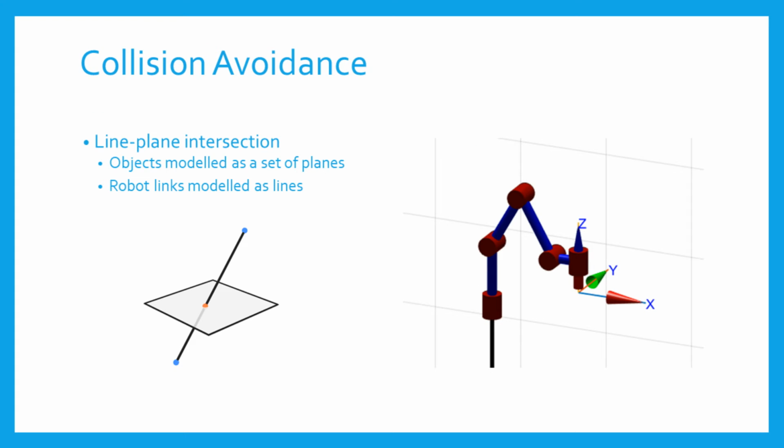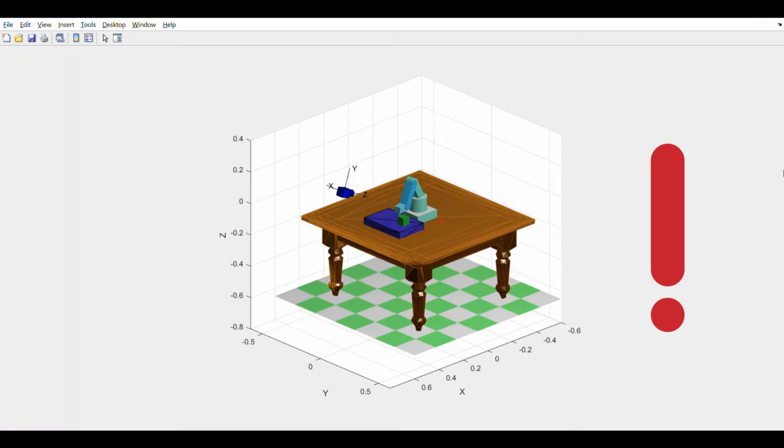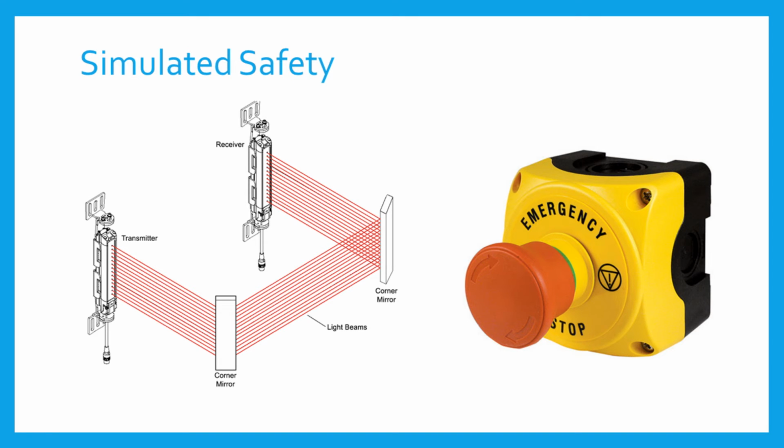The system uses line-plane intersection to ensure the robot doesn't collide with any obstacles. When calculating the path from one point to another, the path is checked for any collisions. If there is a collision, the robot will try to avoid it by going up and around the obstacle. Additional safety features included are simulated e-stop and light curtain.